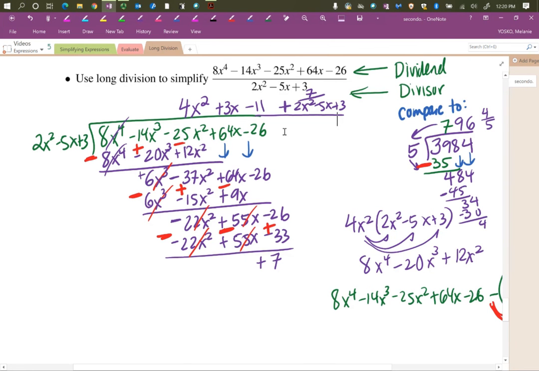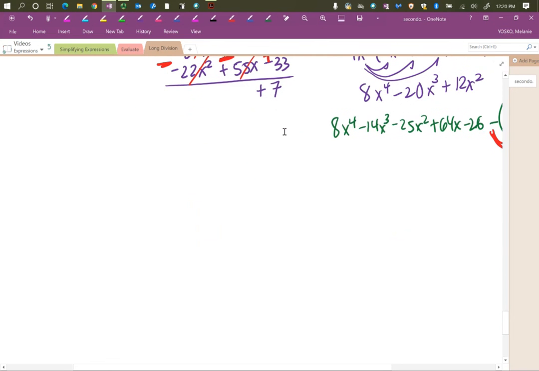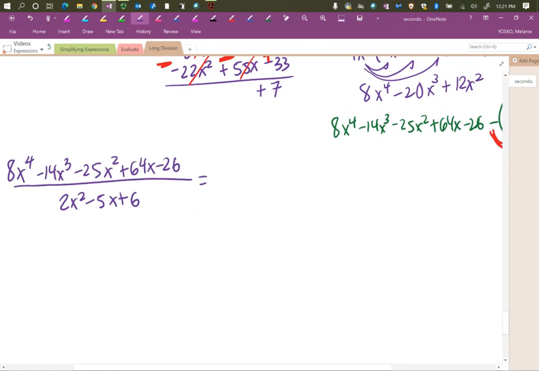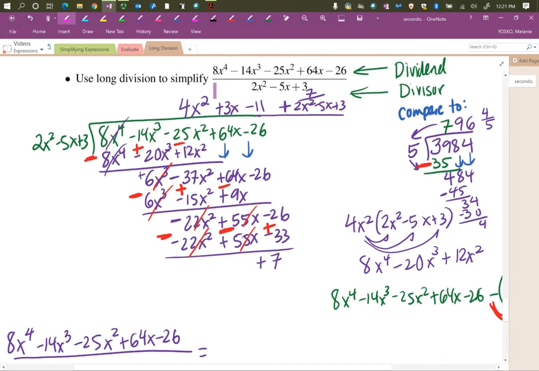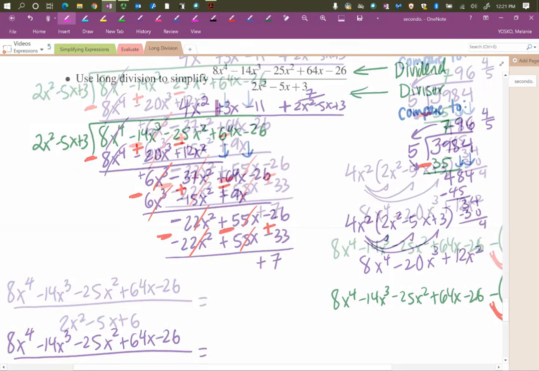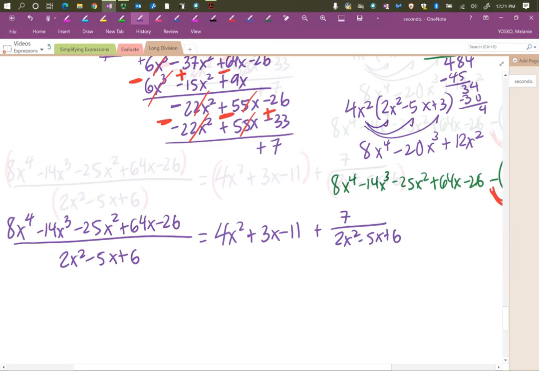Okay, so let's rewrite this. I'm going to scroll down just a bit. I'm going to write down the original problem. Okay, so that's the original problem. And it's going to be equal to everything I've written up here. Okay, this new part's going to be the quotient. 4x squared plus 3x minus 11. And then I'm going to take that remainder and put it over the divisor. This is one way to write the question we were given.